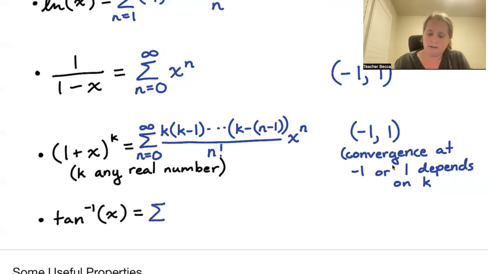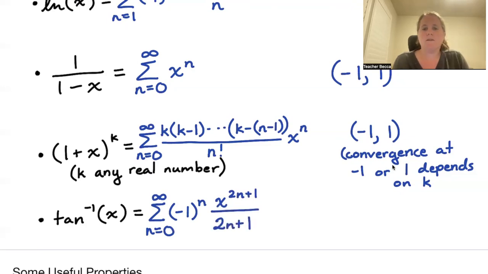This Taylor series is the sum from n equals 0 to infinity of -1 to the n times x to the 2n plus 1 over 2n plus 1. So once again, all of the even terms cancel out and we just have our odd terms. And we get our alternating sign.